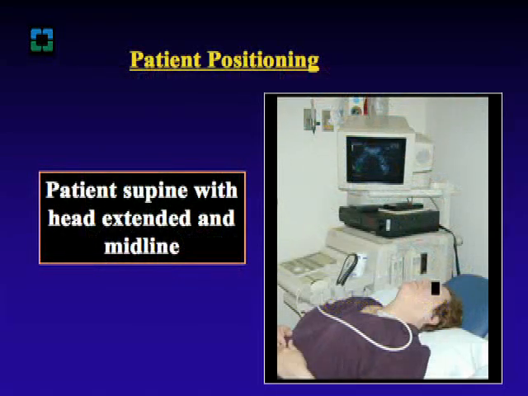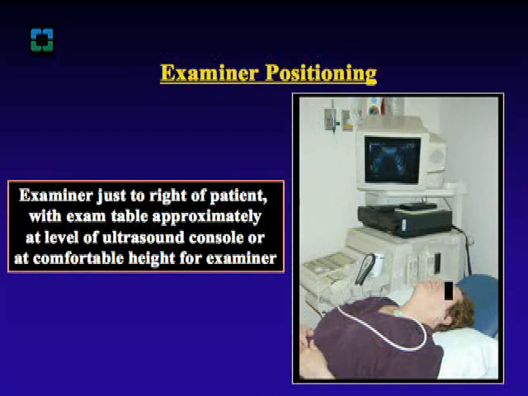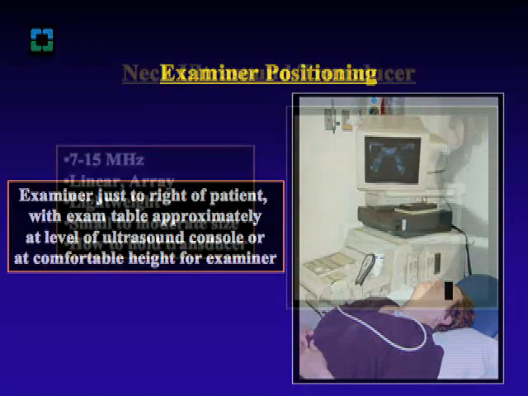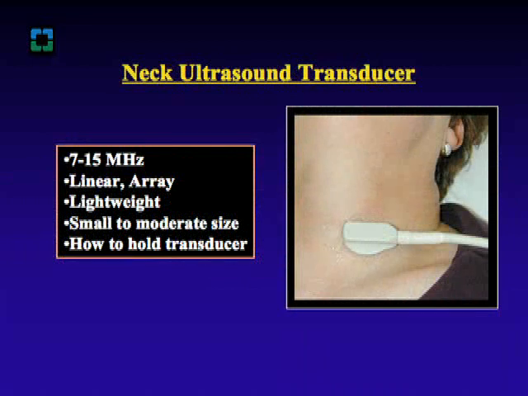The patient is placed in the supine position, with a pillow placed beneath the shoulders to help gently extend the neck. The examiner is positioned to the right of the patient with the table at a comfortable height. Gel to enhance the acoustic signal is applied to the area to be examined. We have found that optimal imaging is obtained by using a small to medium-sized high-frequency transducer.